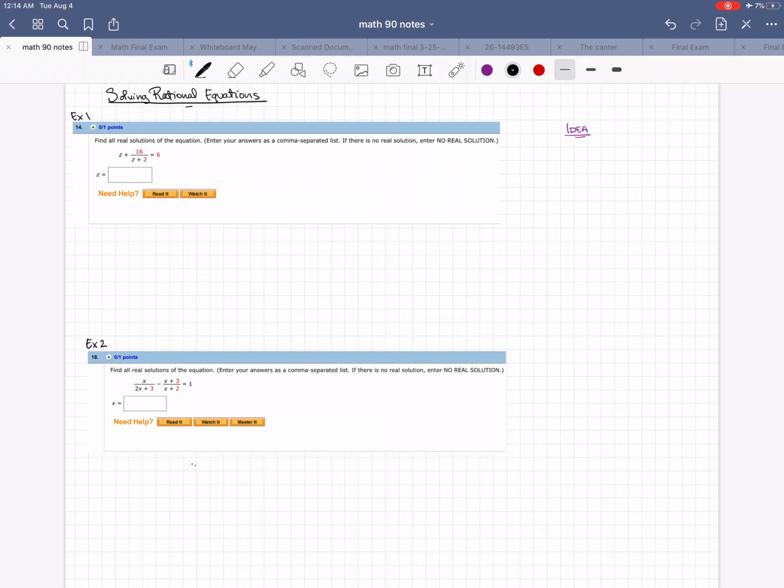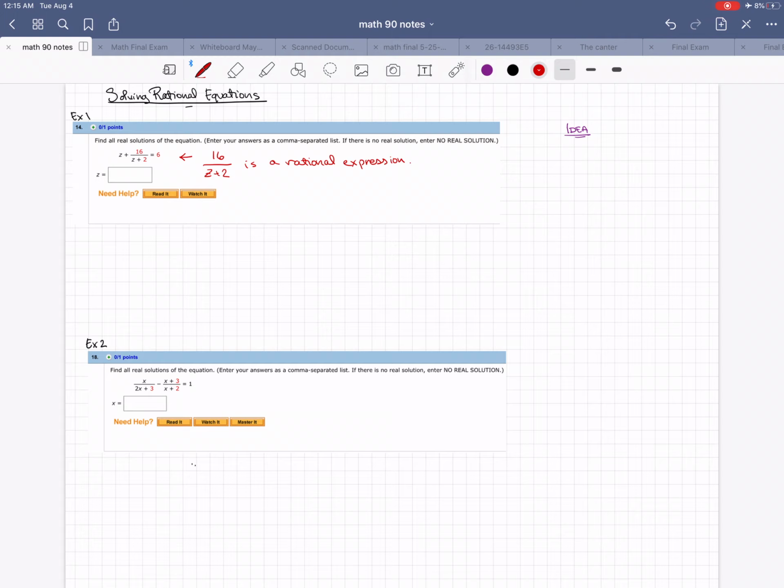And the first question that might come to mind is, well, what makes these rational equations? And the answer to that is the presence of a rational expression. So in the case of the first problem, we have 16 over z plus 2, and that is a rational expression. Once your equation has a single rational expression in it, we call it a rational equation.